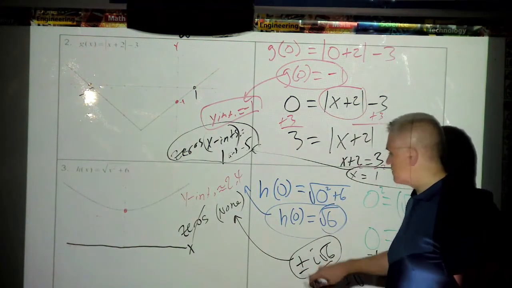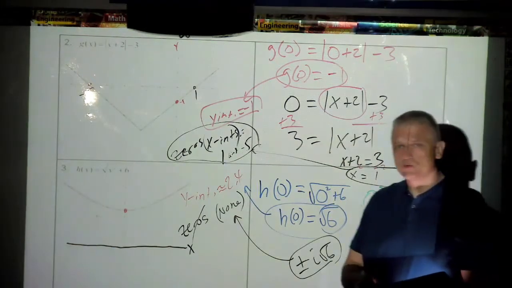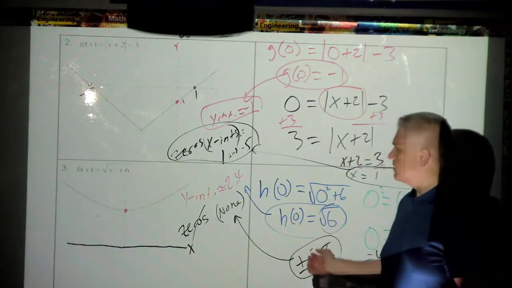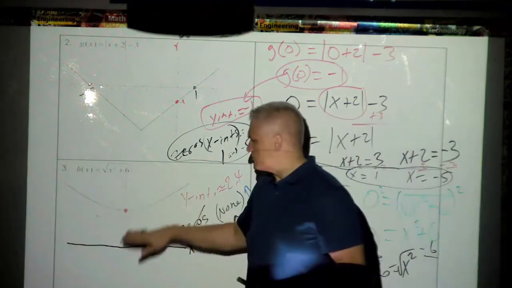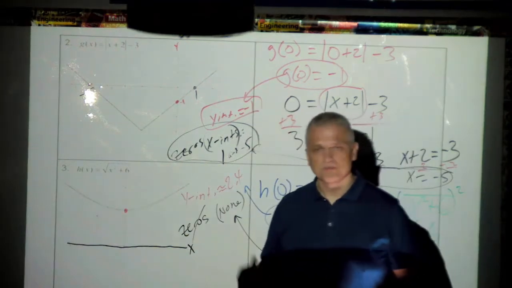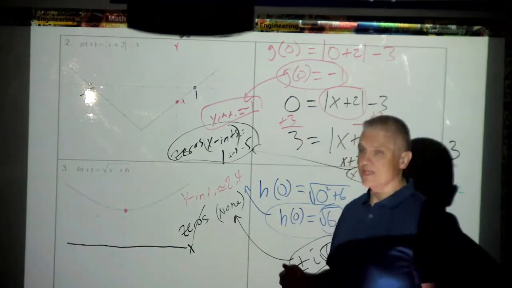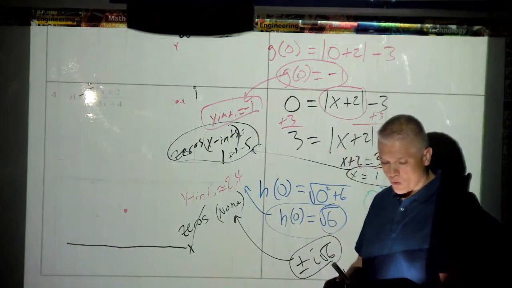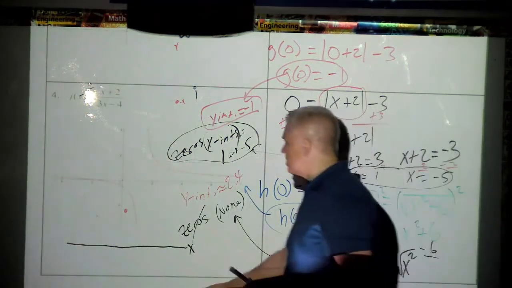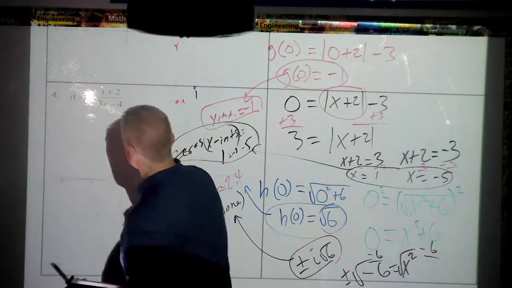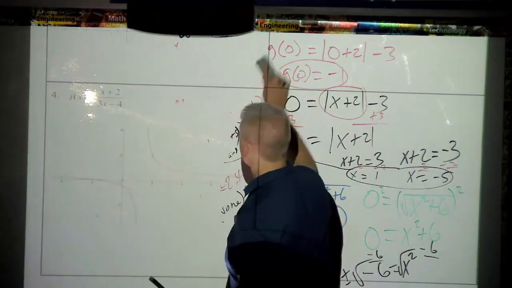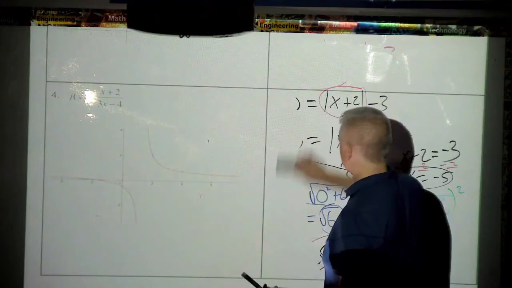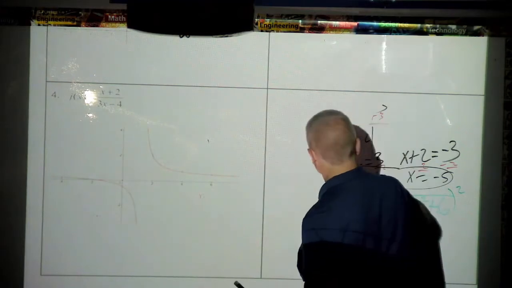So again, our algebra proves that the graph is accurate. This graph definitely doesn't touch the x-axis, and our algebra says that its zeros are imaginary, which can't be seen on the real coordinate plane. Let's look at question 4. Same type of thing here, looking for x-intercepts and y-intercepts.